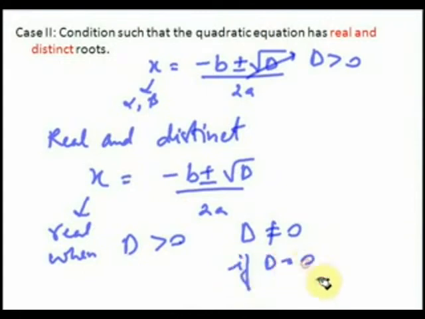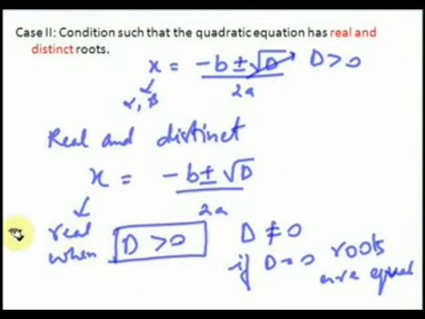D should not be equal to 0, because if d is equal to 0, then the roots are equal and we need the distinct roots. So the condition for the roots to be real and distinct is that d should be greater than 0.